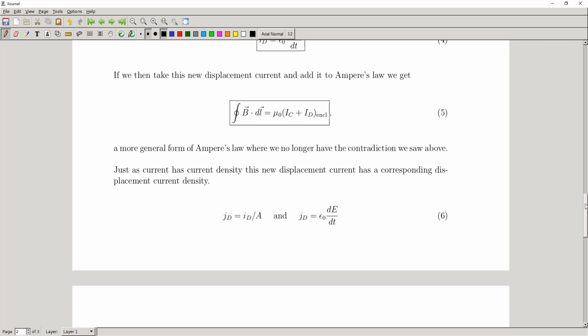Just like our regular conduction current has this idea of current density, displacement current has a corresponding idea of displacement current density, right? And so we can write our displacement current density in this way, just like we could write our regular current density. This is actually going to be a pretty useful equation, so I'll box that one off.